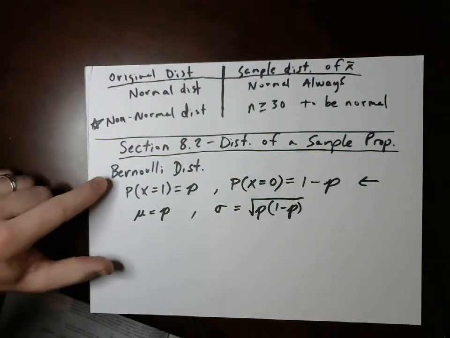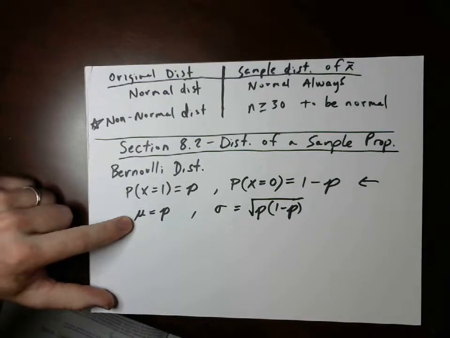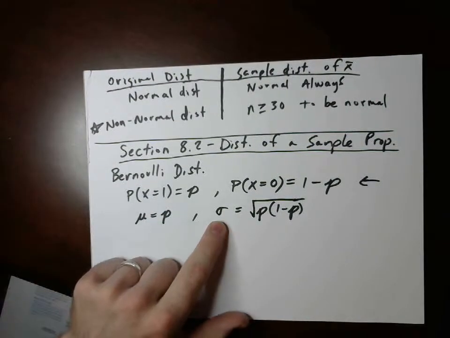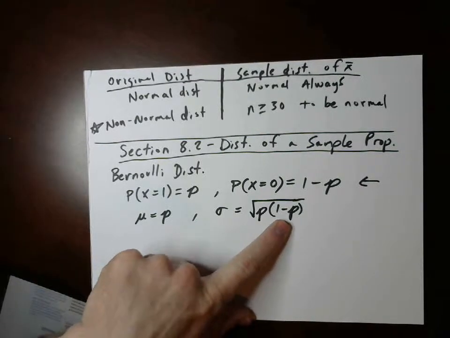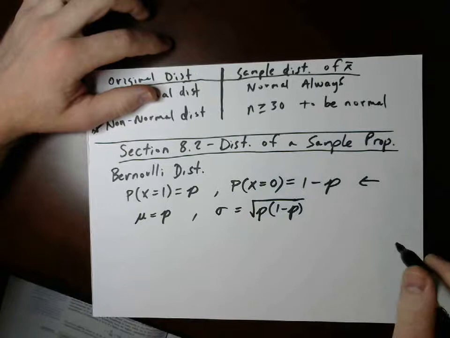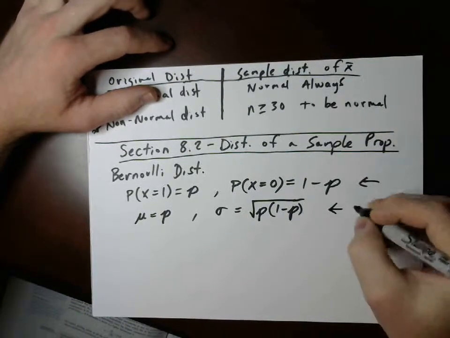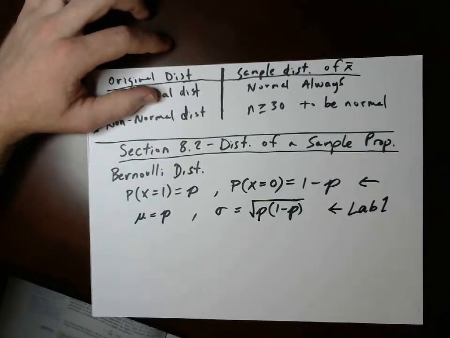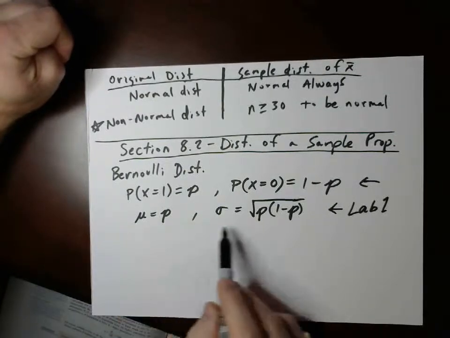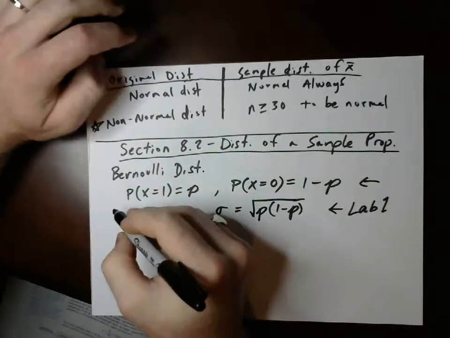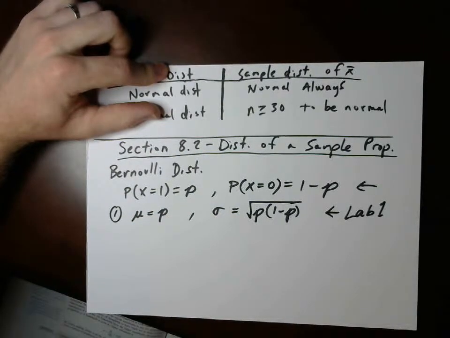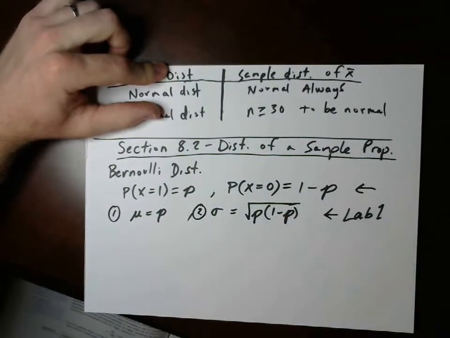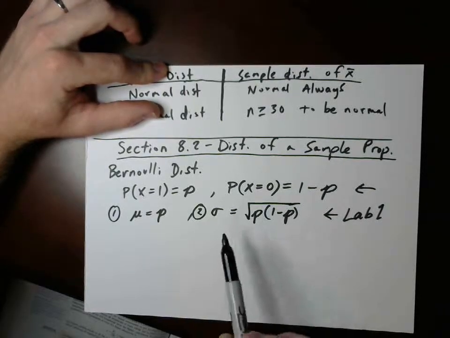And we defined the Bernoulli distribution as mean equals p, and sigma equals the square root of p times 1 minus p. And this is actually what you are going to be proving. This is lab 1. So you're going to be proving this, and this is problem 1 of lab 1, and this is problem 2 of lab 1. And then there's a question 3, which you explain how this works into the central limit theorem.